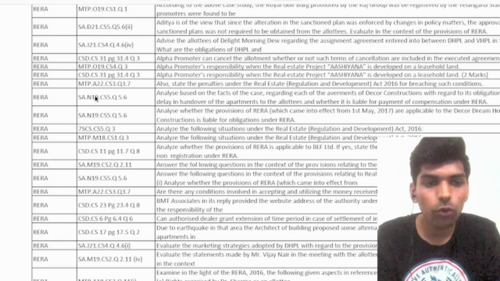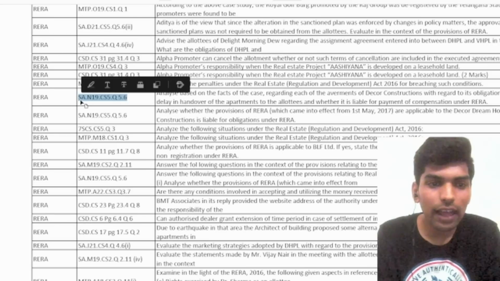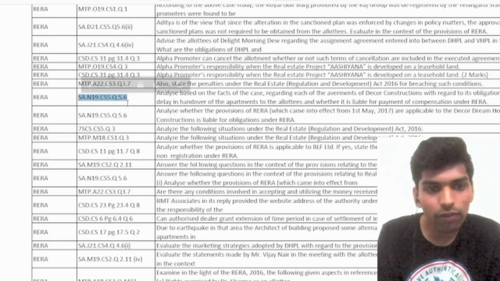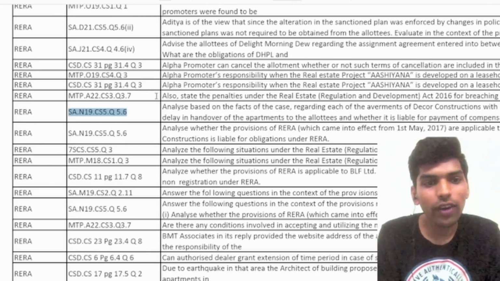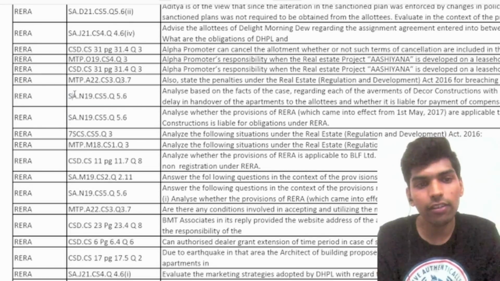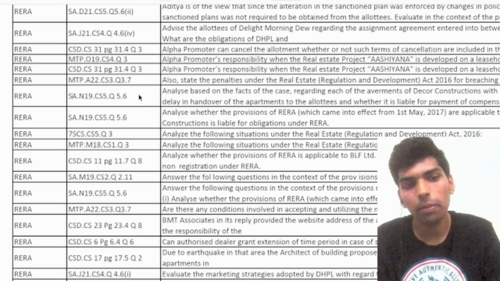Just read this source. So what does this source mean? It says essay.n19.cs5 that dot question 5.6. This means suggested answer November 19 case study 5 question 5.6. The question has been repeated.